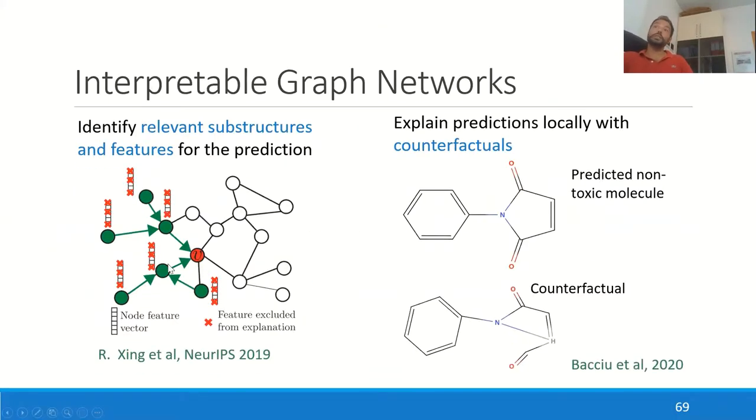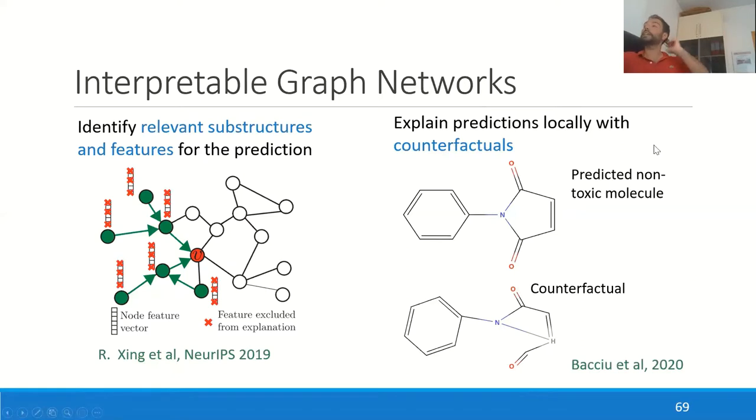And connected to that is the topic of how do I interpret the prediction of a graph neural network. There is a nice work by Xing's group, the group at Harvard, which basically tries to identify what are the nodes that are more relevant and the features of the nodes that are more relevant to come to a specific prediction in a graph, or what subgraphs of a graph are responsible for a specific prediction.